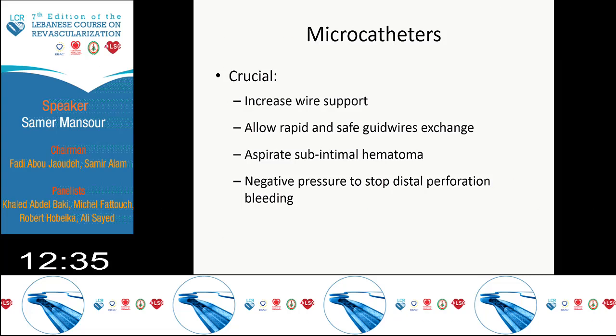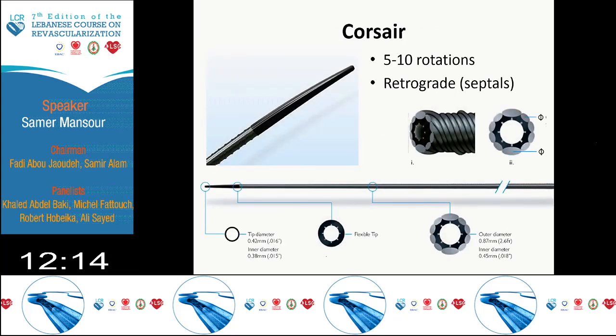Microcatheters are crucial. It's useless to advance a wire without a microcatheter when you start a CTO. They are crucial because they will increase the wire support. They will allow rapid and safe guide wire exchanges. If you go subintimal and you have a hematoma, you can aspirate through those microcatheters. If you have a distal tip perforation, you can deploy a negative pressure that will prevent bleeding from that distal perforation until you treat it.